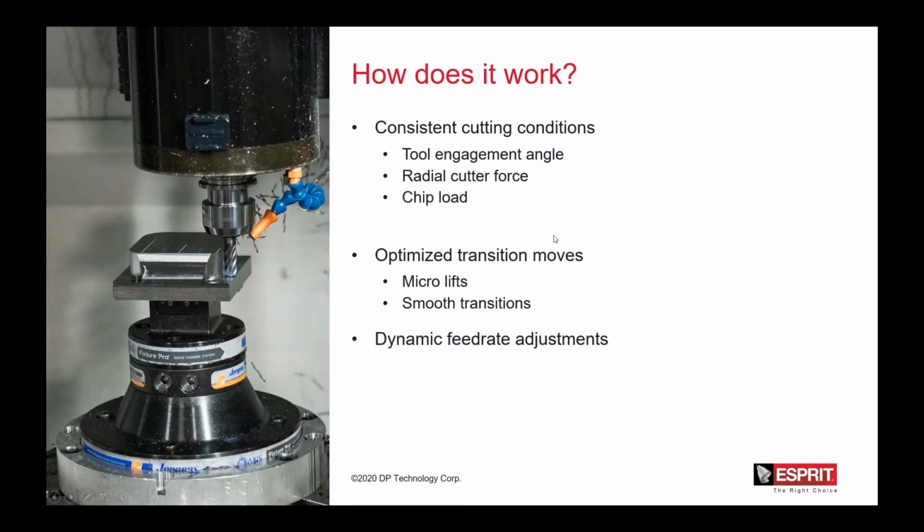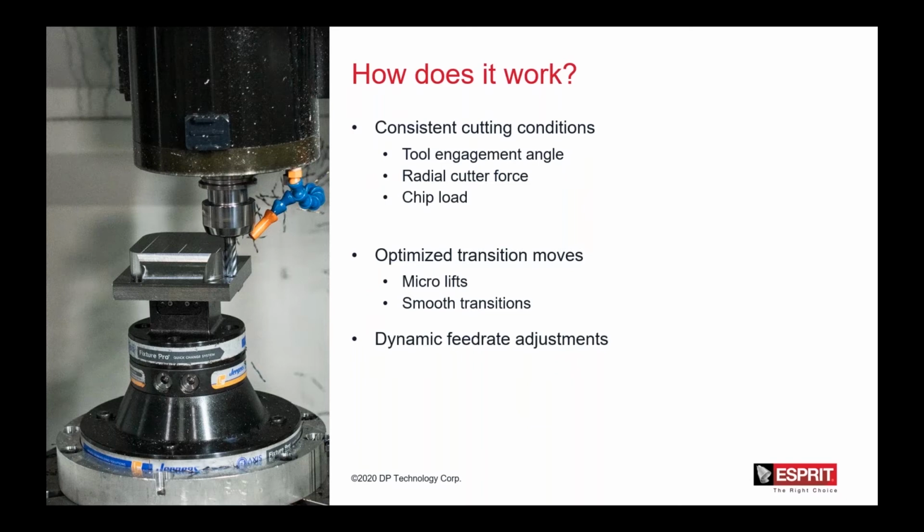So how does it work? It works by defining constant cutting conditions. Like I said, you're defining a constant tool engagement angle, your radial engagement angle. Because you can define it as a lighter engagement angle, the radial cutter forces are not as high. So you can take full depth of cut and increase your feed rates. The chip load is a constant chip load. So when you're getting into corners, we're not getting fully engaged in corners where you would see high chip loads and high tool loads.